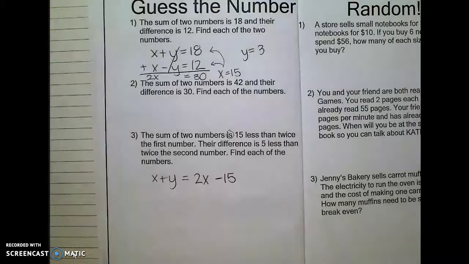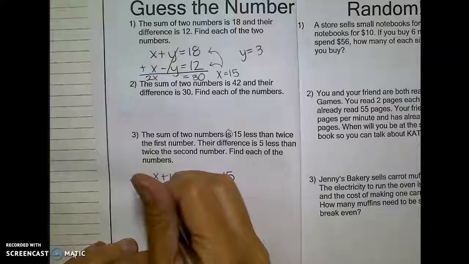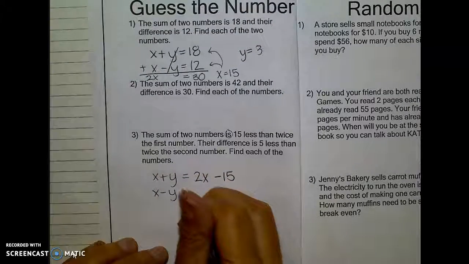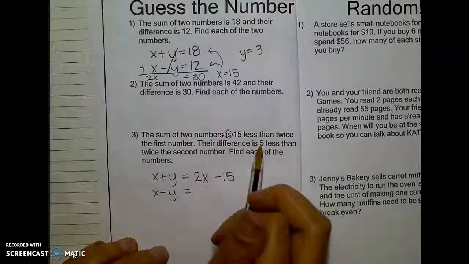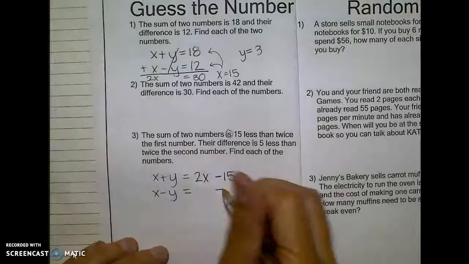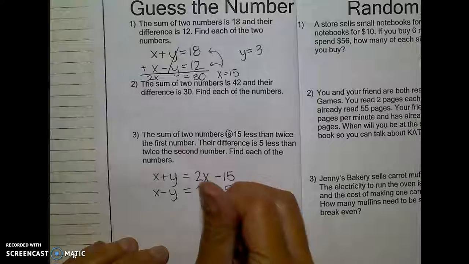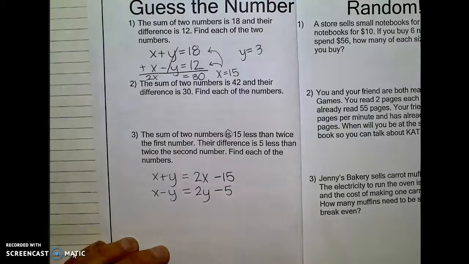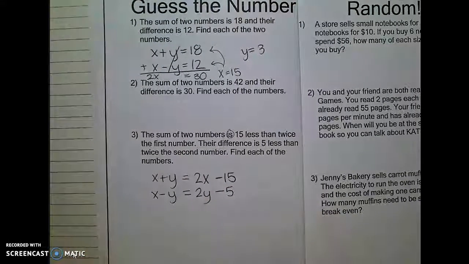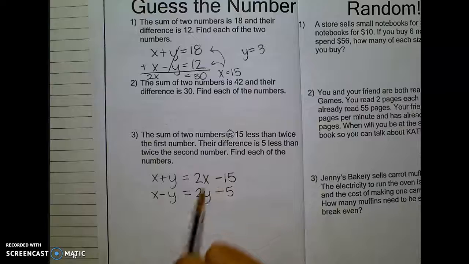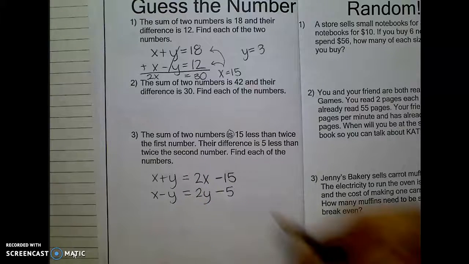The second sentence gives me another equation, so their difference, so the same two numbers difference, is 5 less than, so that less than word turn around again, twice the second number, so twice y. Find each of the numbers. So it seems like I'd be set up really good for elimination right here. However, we got these x's and y's on the other side, and I really need to take care of those.